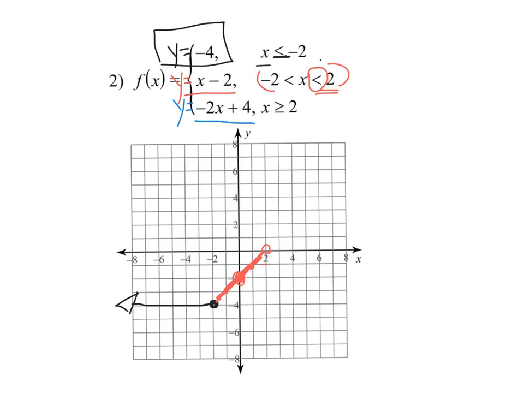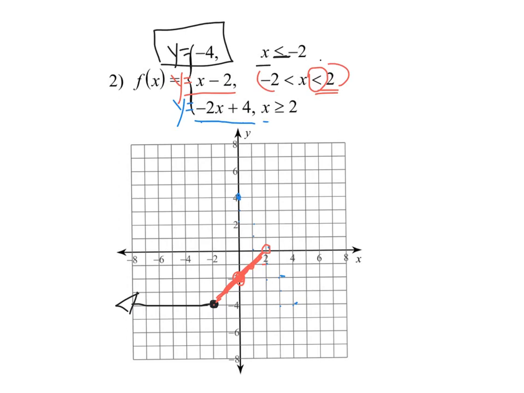Now I need the -2x plus 4. And everybody does it differently, but I find that kids who really struggle with piecewise, it's easiest for them to kind of just start over and erase. So -2x plus 4. My y-intercept is a 4. My slope is a -2, so I go down 2 over 1, down 2 over 1, down 2 over 1, down 2 over 1. Okay, so I have an idea of where my graph should go.